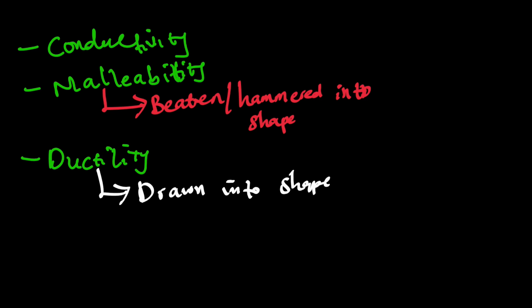And the most malleable metal is what? Can you try? Alright, gold is the most malleable, followed by what? Copper. Please take note of that. So that's for metallic bonding now. Nothing much to say about that, right?